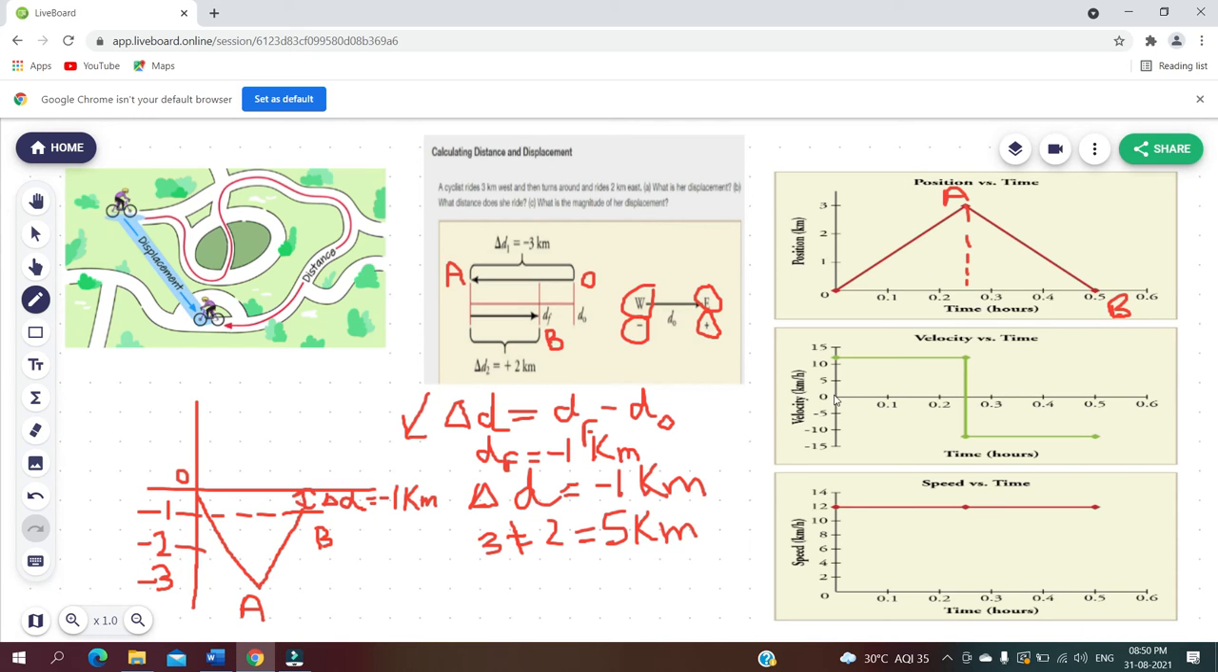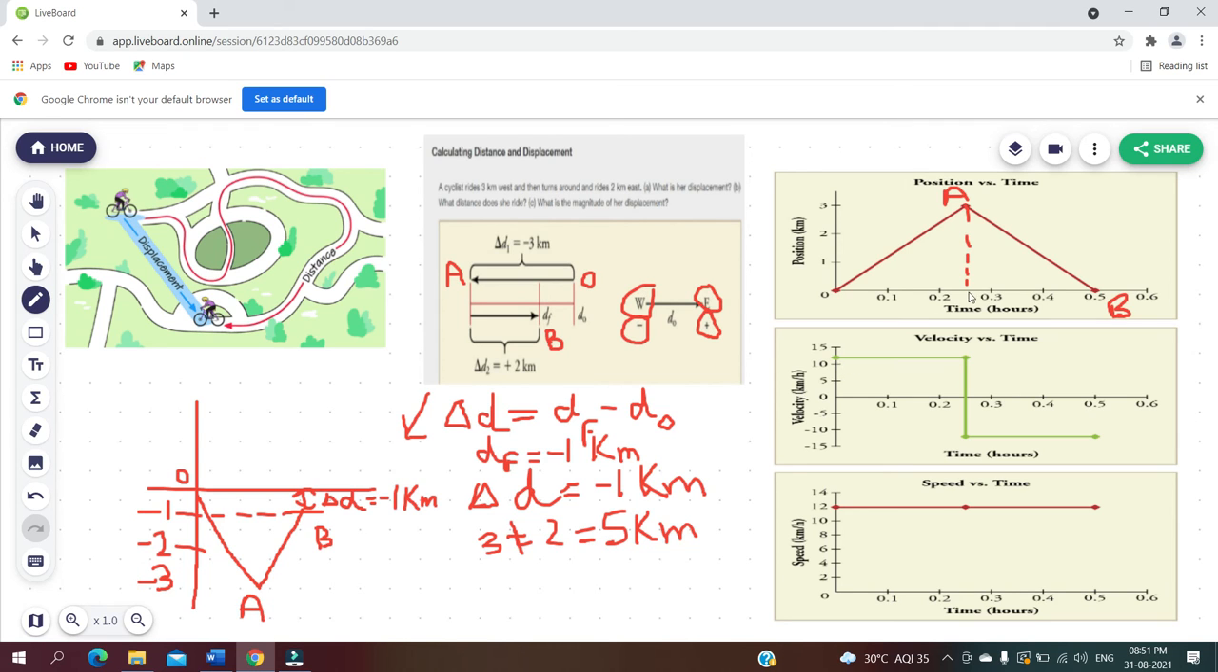So for the interval 0 to 0.25, we can see that the velocity will be positive, because the direction of travel from O to A is positive, so velocity will also be positive. What will be the value of the velocity? That is displacement, or change in position of the object, upon time. So it will be equal to 3 minus 0 upon 0.25 minus 0, so 3 upon 0.25, which is equal to 12 kilometers per hour.